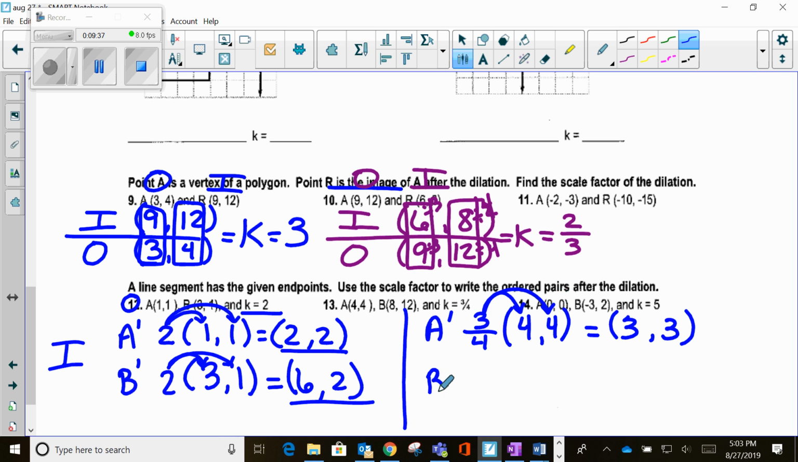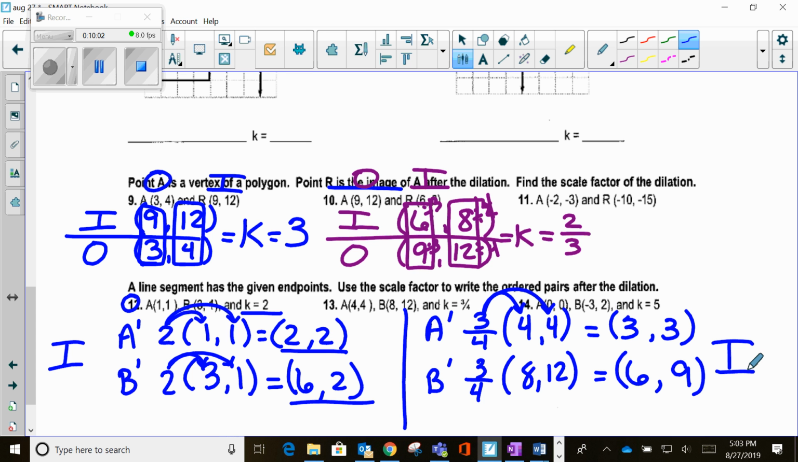And then I have my B point. Multiply by 3/4. 8, 12. I'm going to multiply 3 times 8, which is 24, divided by 4 is 6. 3 times 12 is 36, divided by 4 is 9. And that is my new image points. They're called A prime and B prime.